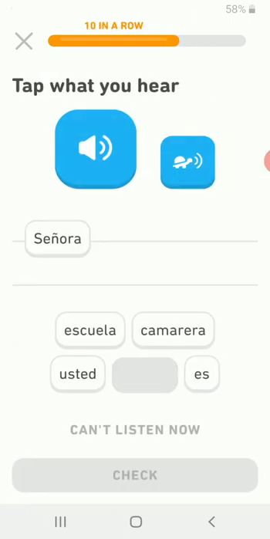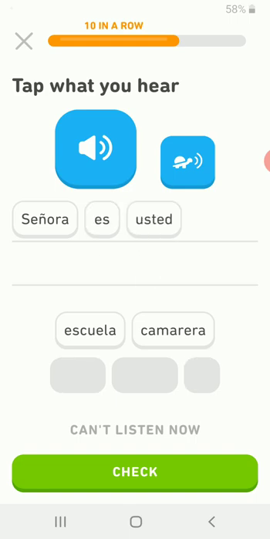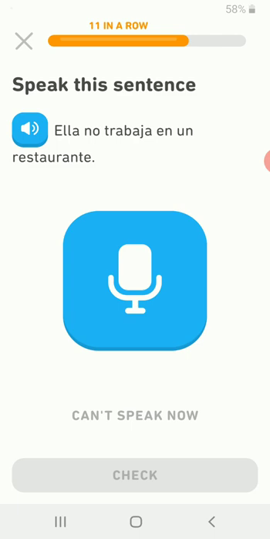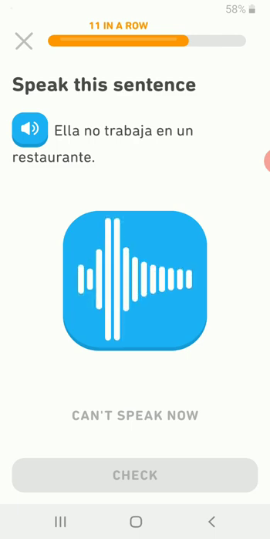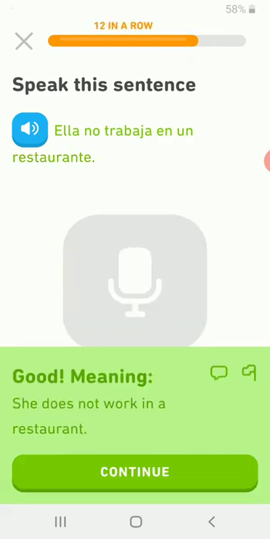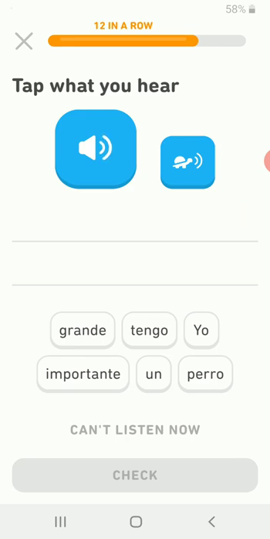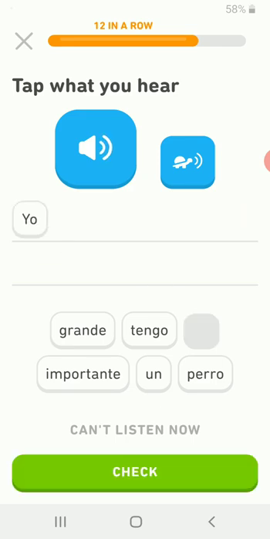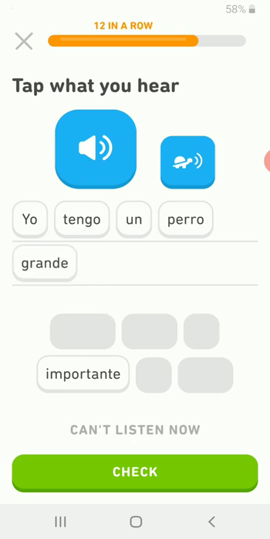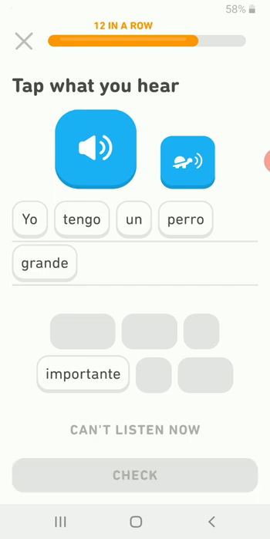Señora, ¿es usted camarera? Ella no trabaja en un restaurante. She does not work in a restaurant. Yo tengo un perro grande. I have a big dog, but since it's Spanish, the adjective comes after the noun, simply.